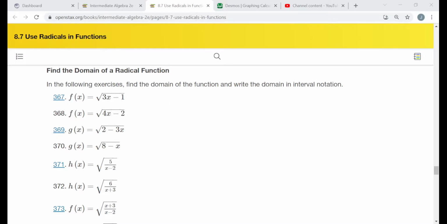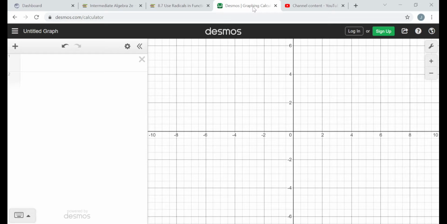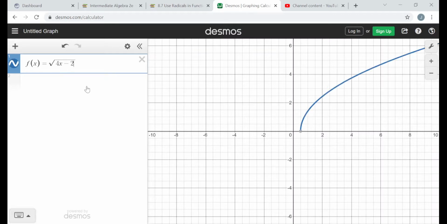So going back to websites here, I have this free online graphing calculator pulled up. It's at desmos.com. And I'm sure I've shown you this in previous videos, if you've been following along with other videos of mine. And you can just very easily enter the function we were given here: f of x equals the square root of 4x minus 2. And you see this graph? See how there aren't any points to the left of this point here.